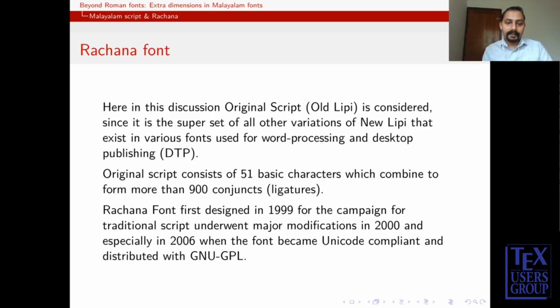The original script, the traditional script, has about 51 basic characters, and they combine in various ways to form more than 900 conjuncts. The first Rachana font was designed in 1999. It was an ASCII font, a combination of about 5 to 6 different fonts to represent all these 900 plus conjuncts. That went through a major modification in 2000, and in 2006 the font was adapted for Unicode and was released under the GNU General Public License.